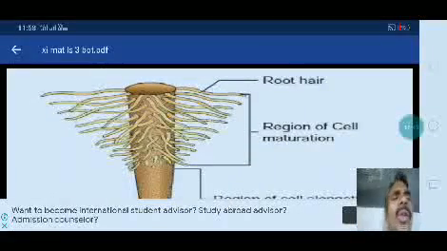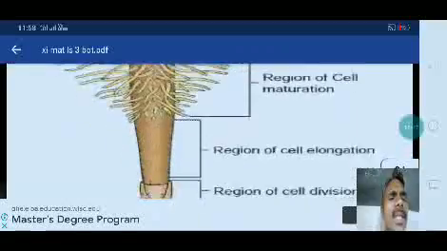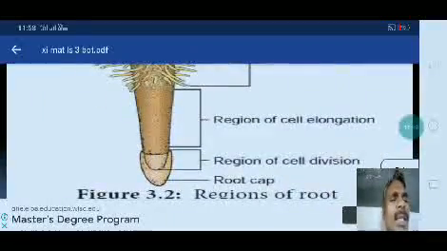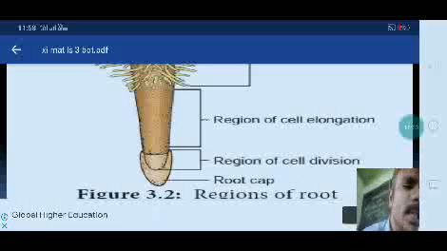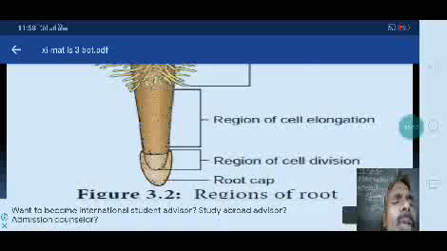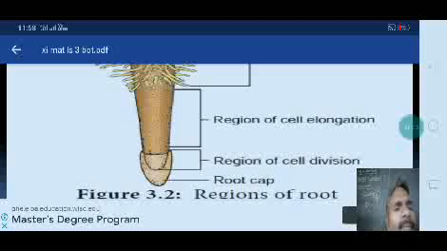You can see the root hair is present. The region of cell maturation occurs in the topmost region. Then the region of cell elongation, then the region of cell division occurs, and the root cap is present in this region. That is the regions of the root system.